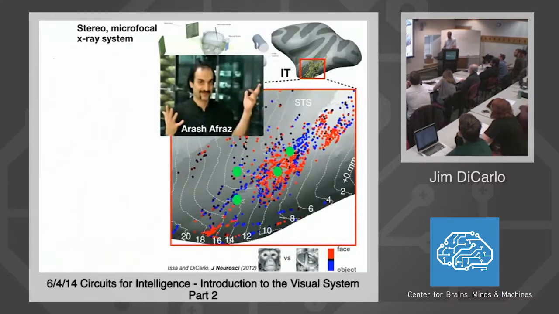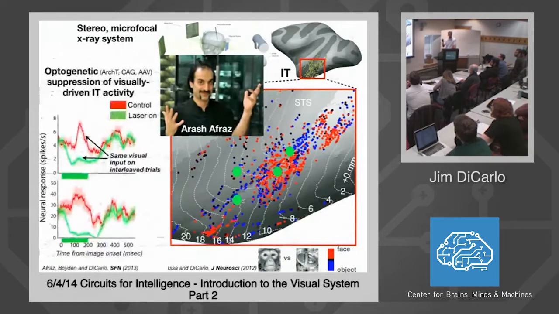This is Arash Afraz, a postdoc in the lab, who is doing that. How do you shut down neurons? Well, now there are these magic tools, optogenetics. Everybody heard about optogenetics? Okay. Magic tools that shut down neurons quickly. That's what's cool about optogenetics. You've never had the ability to do that before. It's not by activating neurons, it's by silencing them briefly.